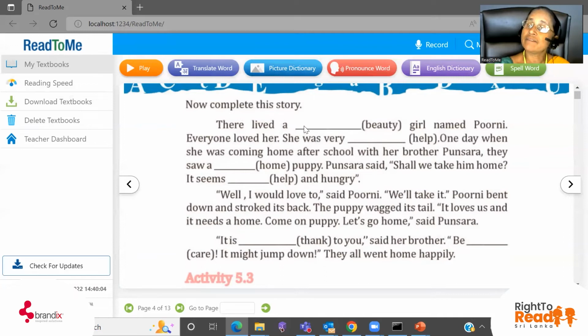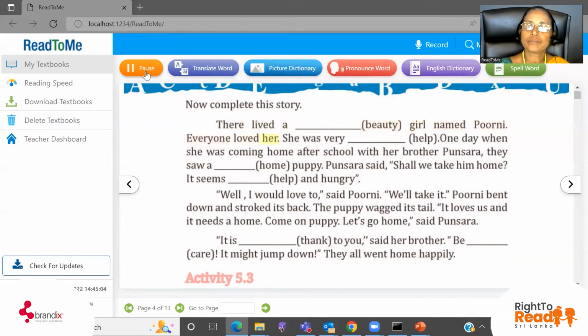Yes, there lived a beautiful girl. Beautiful girl. Can you spell the word beautiful? What will happen? Y, the letter Y. Beautiful. There lived a beautiful girl named Purni.